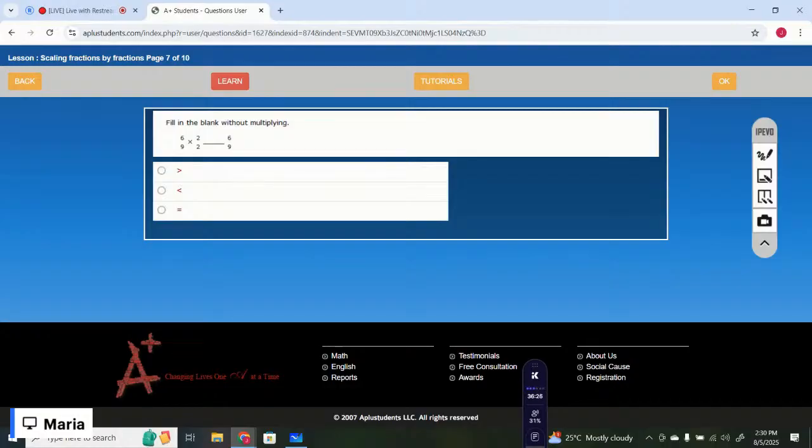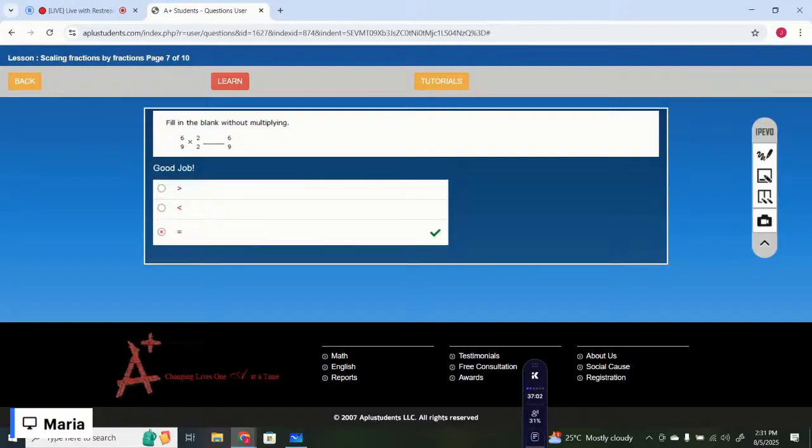Fill in the blank without multiplying. 6 by 9 times 2 by 2. We need to compare it to 6 by 9. They are exactly equivalent. Option number 2 is the correct option. Equal it is.